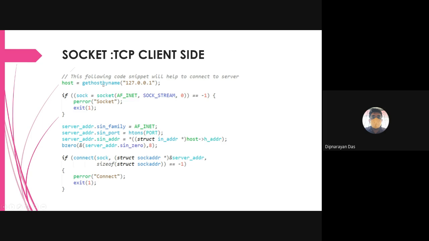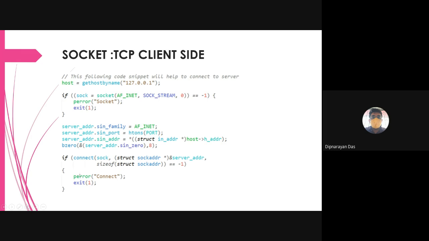So first we are getting the host name, then we initialize the socket. If the socket is not initialized, then there will be an error, so it will be printed here. After the socket is initialized, we are assigning the address family, we are assigning the port, and we are assigning the address also, and we are filling all the addresses with zeros.